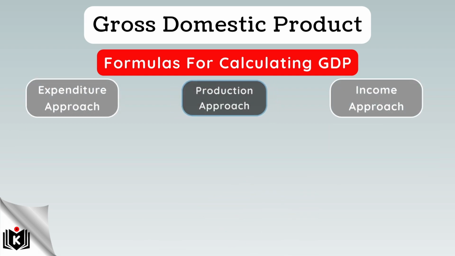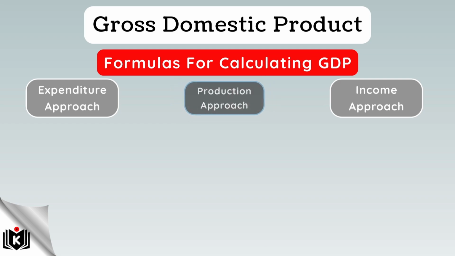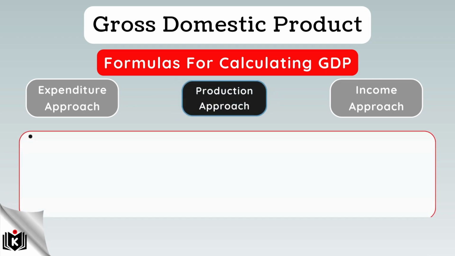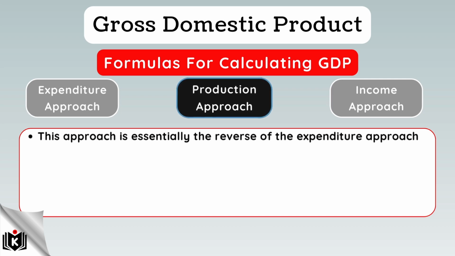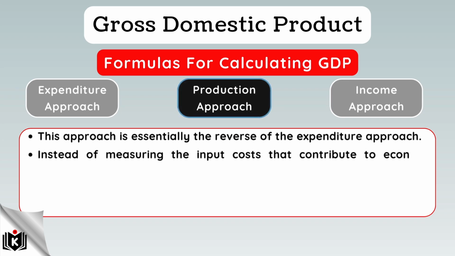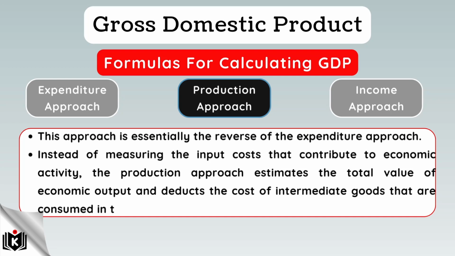The second approach we'll cover in this video, when determining GDP, is the production approach, otherwise referred to as the output approach, or even known as the value-added approach. The production approach is essentially the reverse of the expenditure approach. Instead of measuring the input costs that contribute to economic activity, the production approach estimates the total value of economic output and deducts the cost of intermediate goods that are consumed in the process, like those of materials and services.